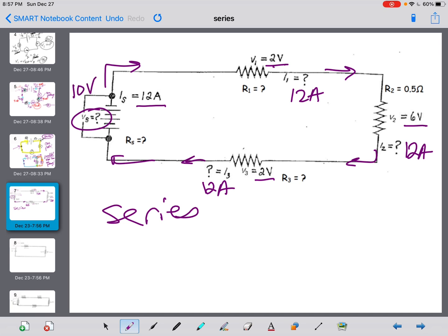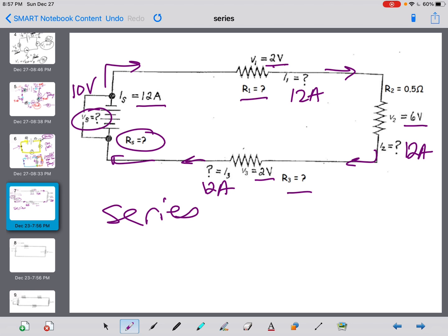right? Again, we're missing the resistance at the source. Actually, we're also missing resistance here and here. We only have one resistance. So this one's a little bit of a weird one. How are we supposed to solve for things that we are missing multiples of, right?